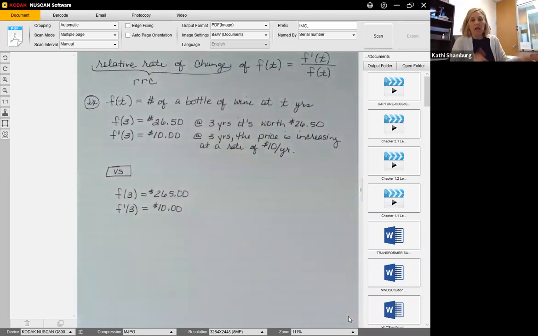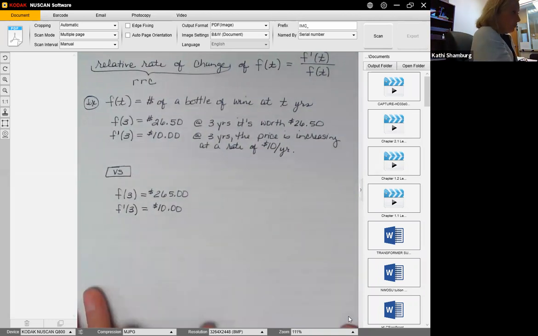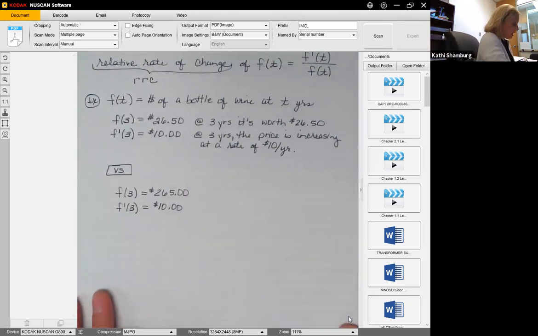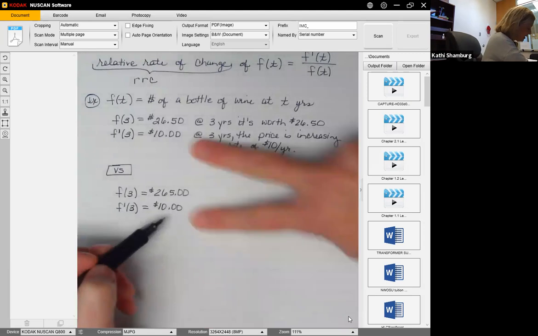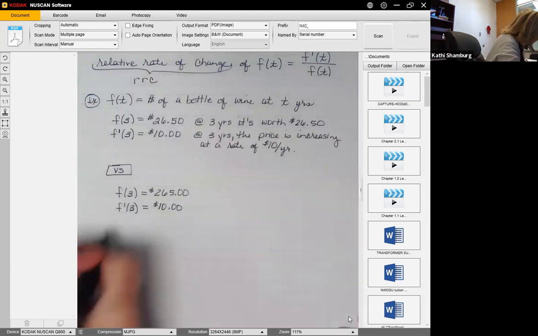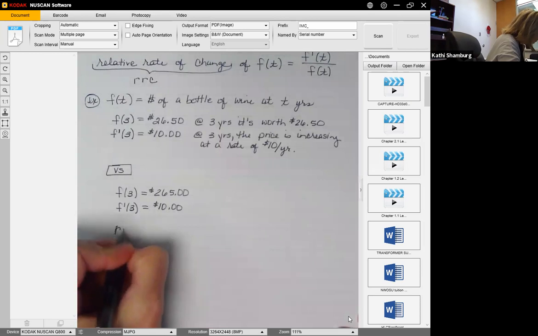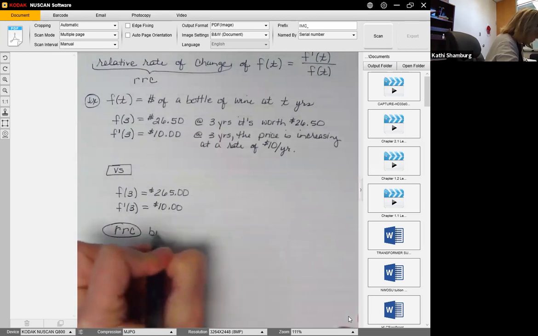So if I said, here are 2 bottles of wine, and you didn't know the price, and I just said, this one is going to increase $10 each year, and this is going to increase in value $10 each year, you'd go, oh, one bottle of wine's not different than the other. Okay. So this is where we use a comparison of relative rate of change, because we know they're both increasing at $10 per year. So what we're going to do is find the RRC of both because this is a better comparison.